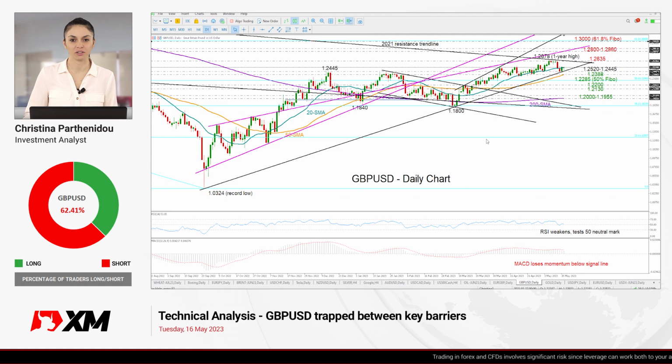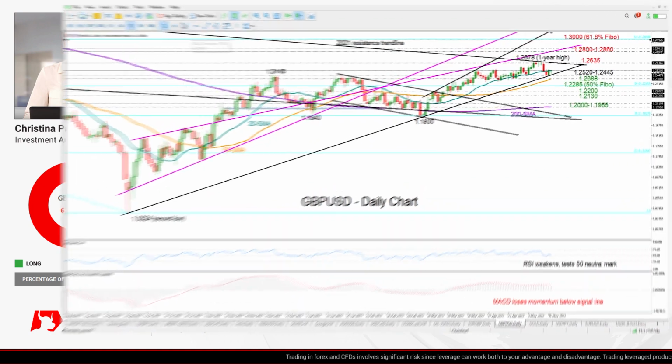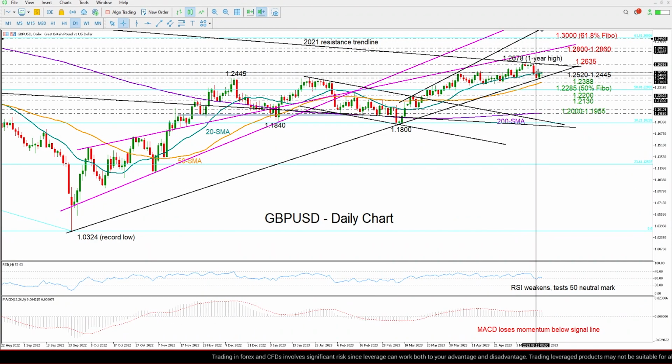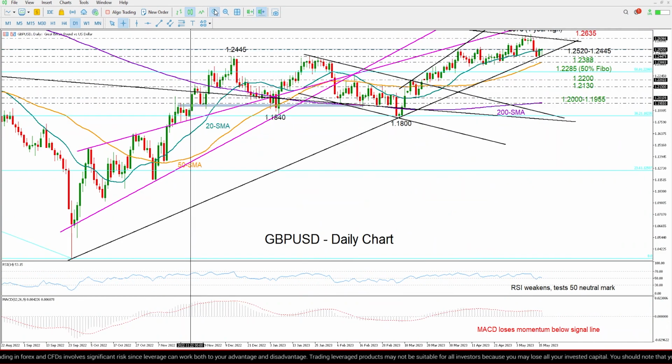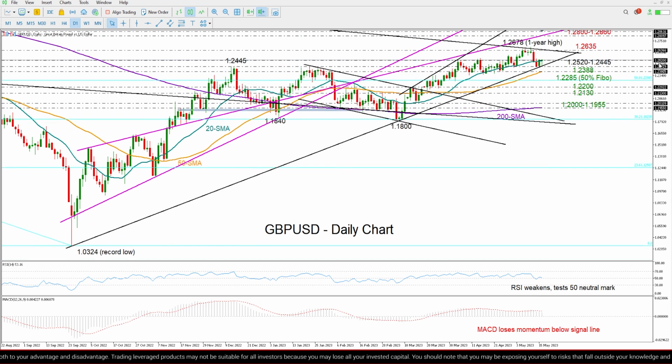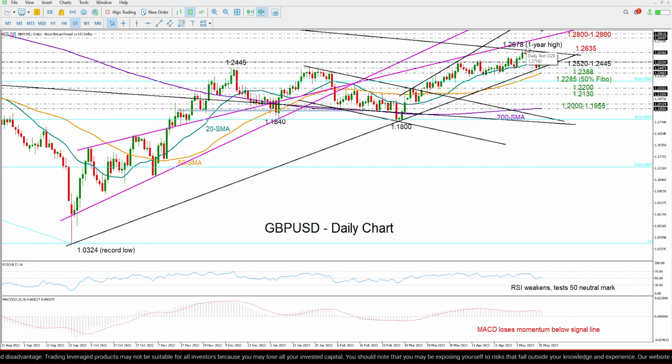I'm Christina Bartonido, investment analyst, taking a look at pound dollar in the daily chart. As we can see, the pair couldn't successfully overcome this key resistance trend line coming from May 2021, falling lower and below its 20-day moving average in the aftermath, despite marking a new one-year high at 1.2678 last week. Although it attempted to recover some lost ground yesterday, it couldn't close above that line, above the 20-day moving average.